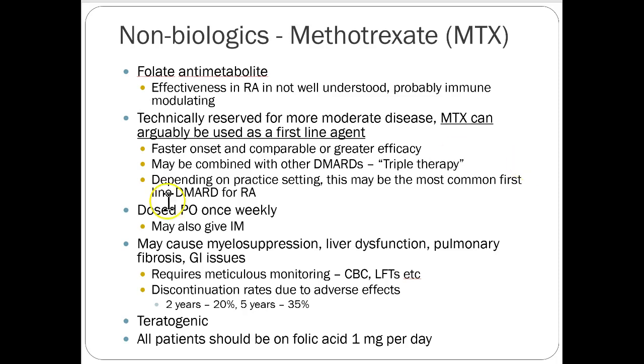Now, methotrexate has a lot of issues with it. It's got some interesting dosing strategies. For methotrexate for RA, you actually just dose it once a week and take it orally. You can also give it IM, so it comes as a shot too if you don't want to take it orally. It causes some myelosuppression, liver dysfunction, pulmonary fibrosis, and GI-related issues.